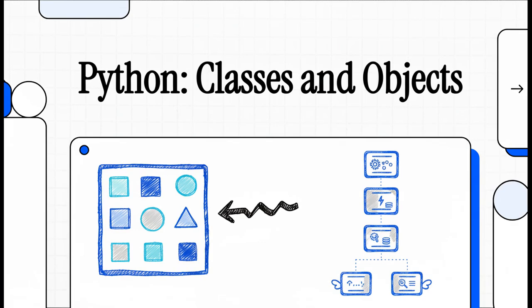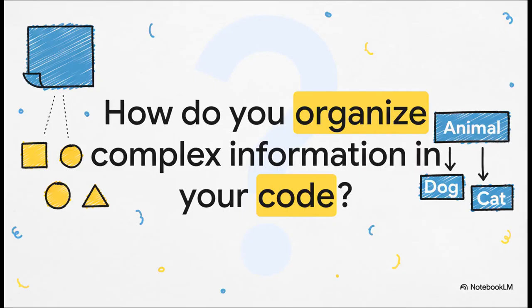All right, let's dive into one of the biggest and most powerful ideas in all of Python, classes and objects. Now, this is more than just a way to write code. It's a whole new way of thinking that lets you model the real world right inside your programs, making everything way more organized, intuitive, and best of all, reusable. So let me ask you something. Think about your own projects.